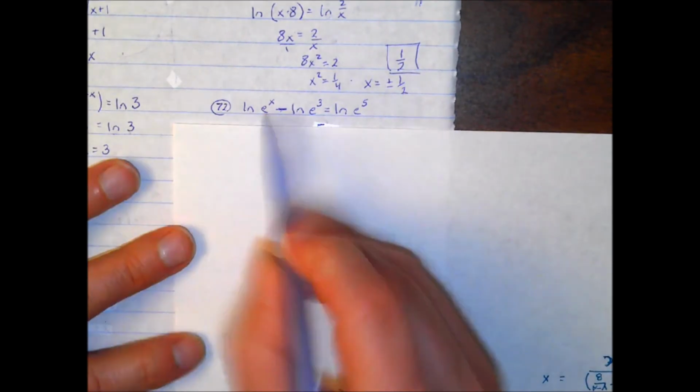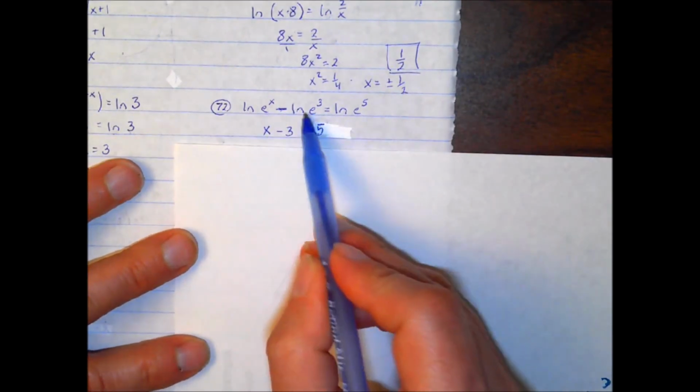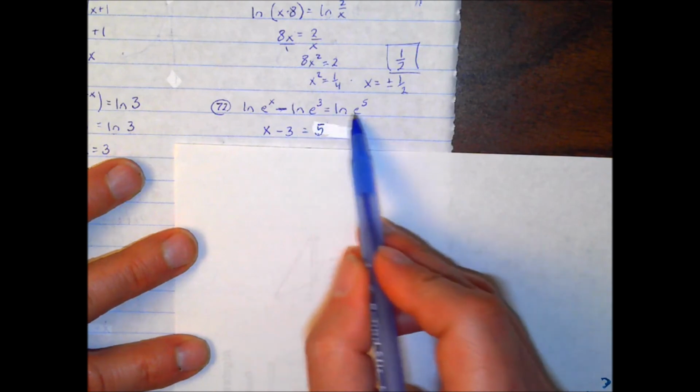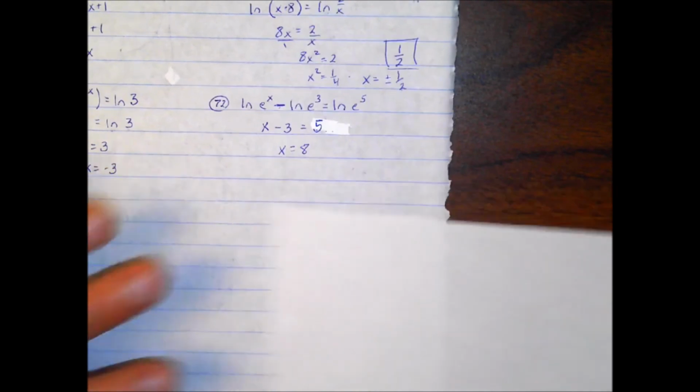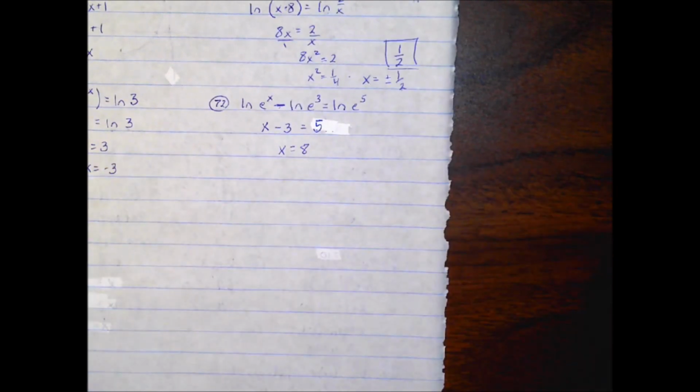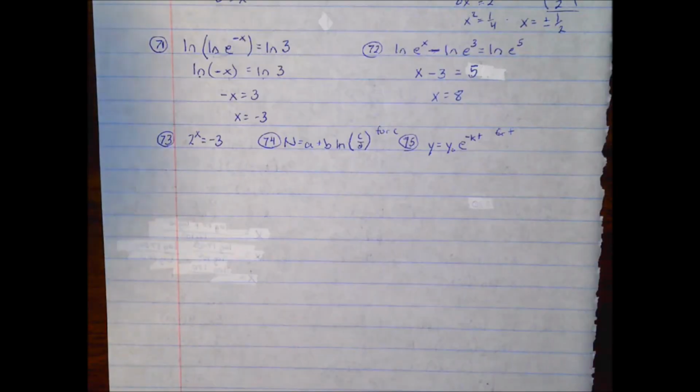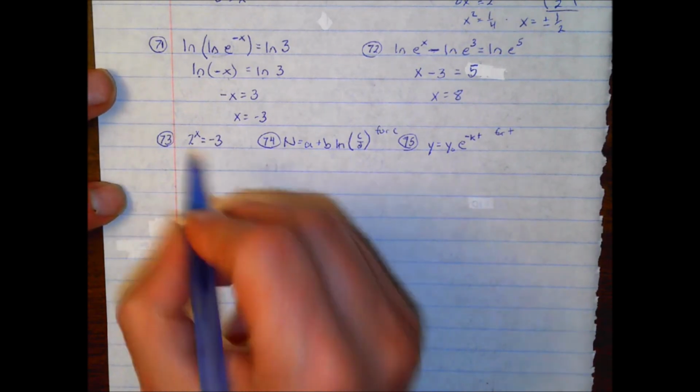73. If you take the log of both sides, because I can't get equal bases, log of 2 to the x is equal to the log of negative 3. This is undefined. You can't find the log of negative 3, so there is no solution to this.